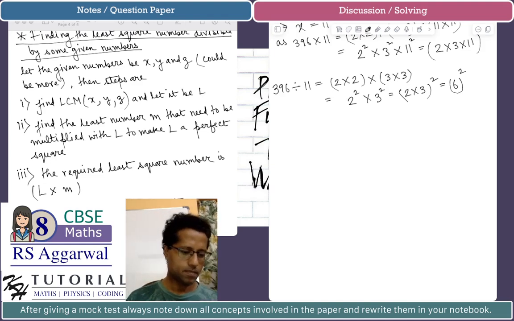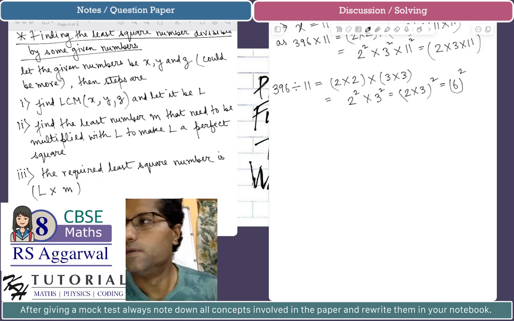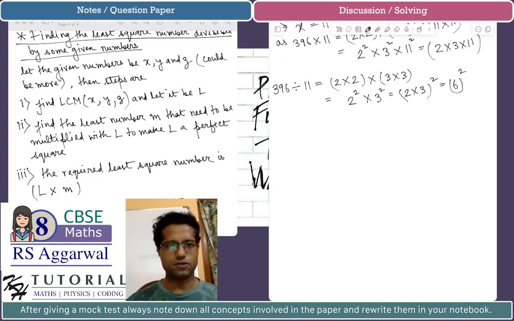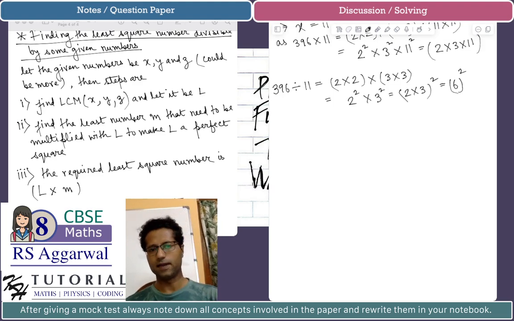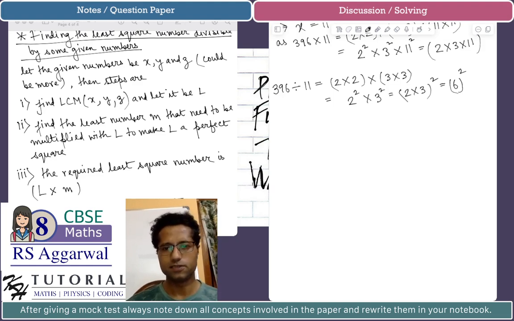Let's say the given numbers are, as you can see in the notes, I am referring to the given numbers as x, y and z. Now it can be 2 or 3 or 4 or 5, any number of numbers, but at least it will be 2. So let's say the numbers given are x, let's say x is equal to 8.